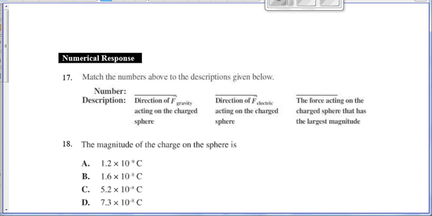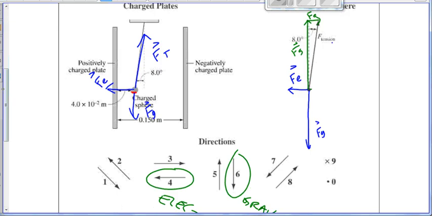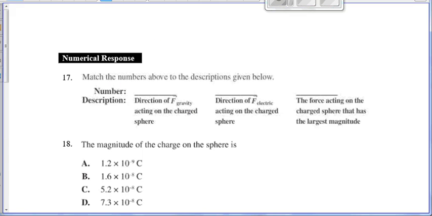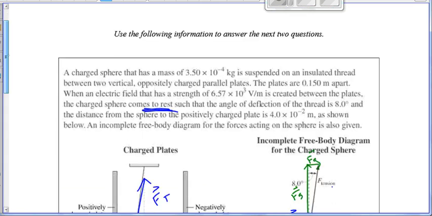Which one's the biggest? FE, FG, or FT? The tension is gravity and the electric force combined. That's got to be the biggest force, right? You can't have force A and force B, combine them, and get a smaller force than A and B. The biggest one has to be the hypotenuse, right? And the hypotenuse is the tension there. So my force of tension is my biggest one.